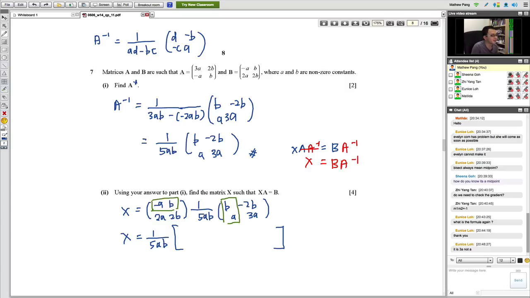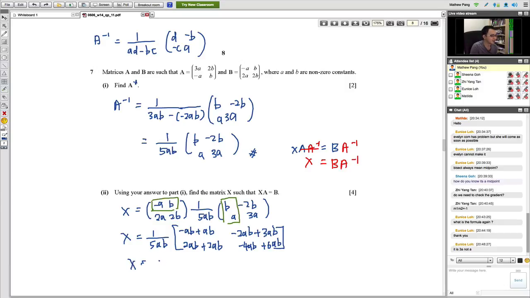So A multiply with B will be negative AB. B multiply with A, okay, AB, plus AB. Okay, the second one is negative A multiply with negative 2B will be minus 2AB. B multiply with 3A, plus 3AB. And then the bottom one is 2A multiply with B is 2AB. 2B multiply with A is plus 2AB. Okay, then 2A multiply with negative B is negative 4AB. And then 2B multiply with 3A will be plus 6AB. Yeah, just solve this one.